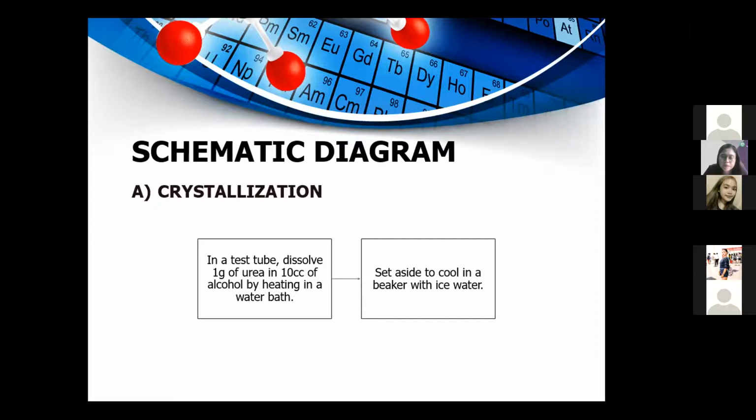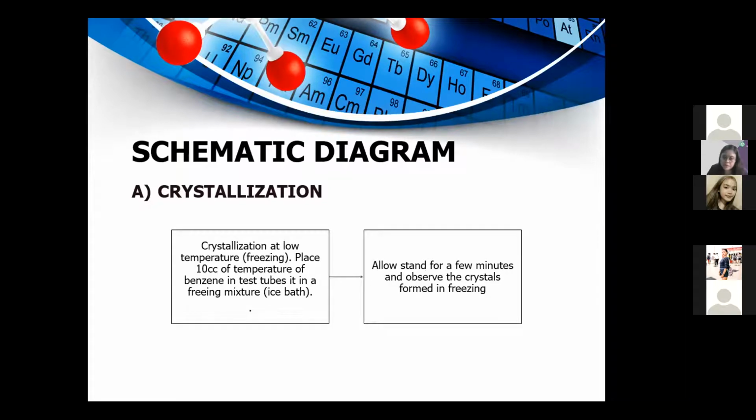Then, in a test tube, dissolve 1 gram of urea in 10 cubic centimeters of alcohol by heating in a water bath. Then set aside to cool in a beaker with ice water. Crystallization at low temperature, or freezing: place 10 cubic centimeters of benzene in a test tube in a freezing mixture. Allow it to stand for a few minutes and observe the crystals formed in freezing.